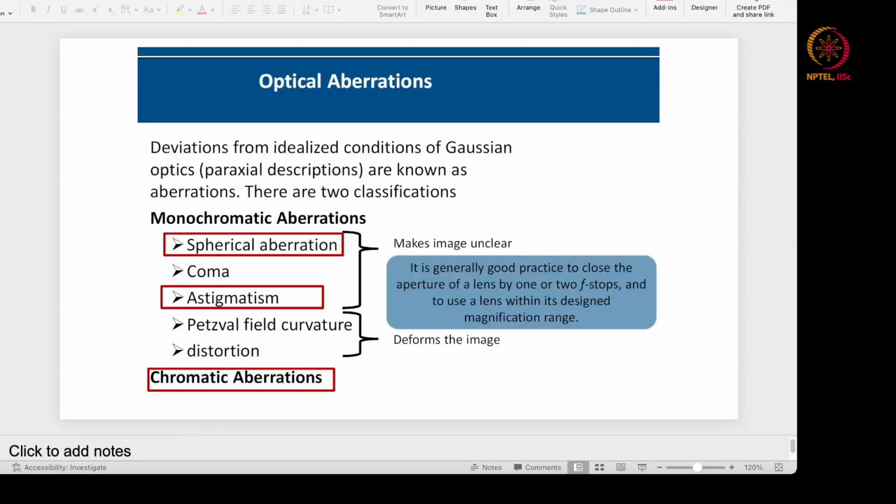So in the next class, now that we have completed diffraction, we will look at optical aberrations. Next class, we are going to do optical aberrations.